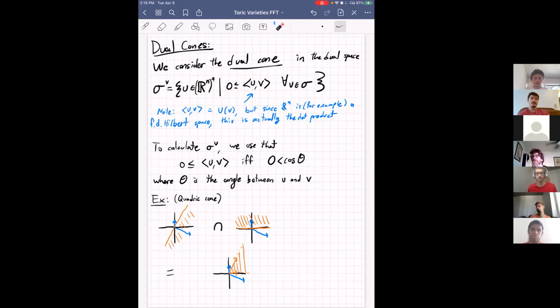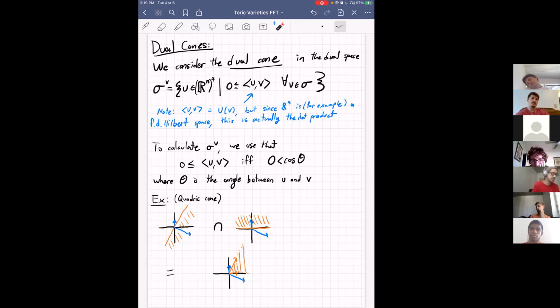Because we're in a finite dimensional space, this dual pairing is really just the dot product. So what you should be thinking of is it's all the vectors u, and because Rn dual is isomorphic just to Rn, again finite dimensional, it's the things which dot product with the other thing to be greater than 0.